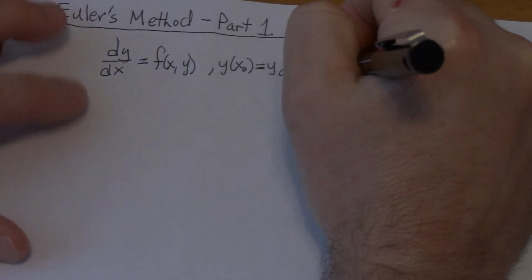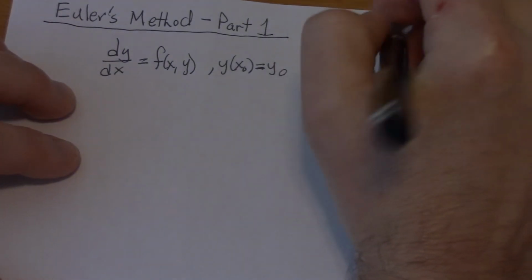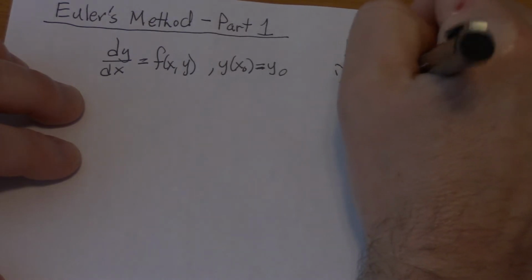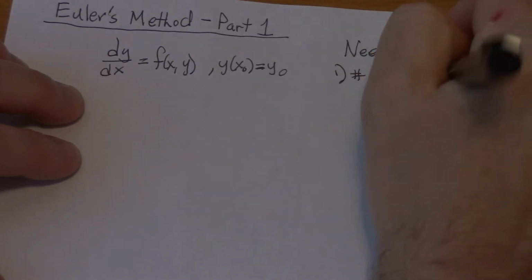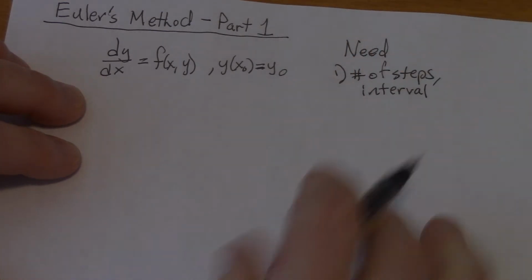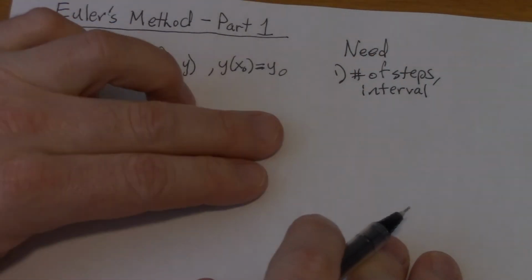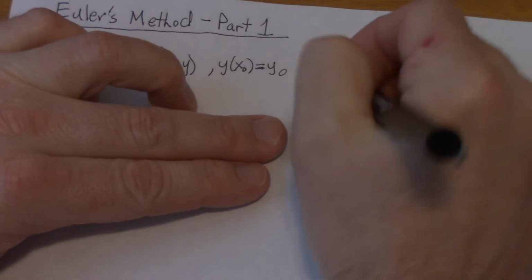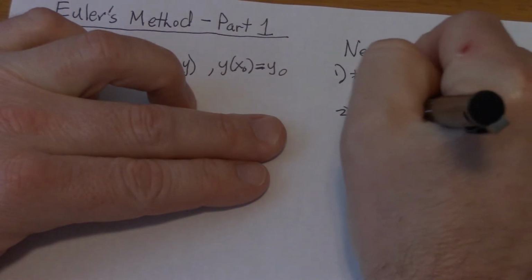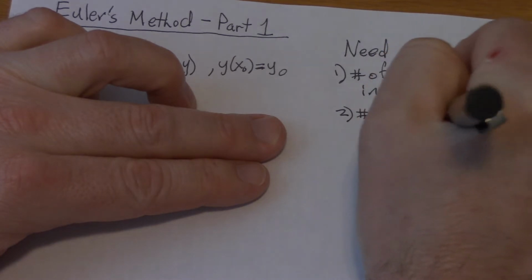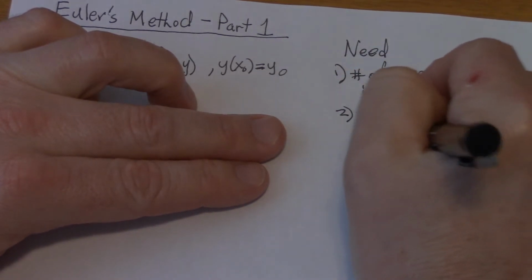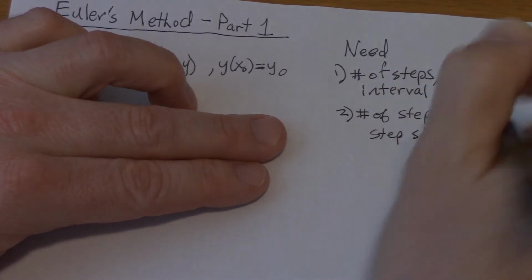And they can ask it in a couple different ways. They can tell us the number of steps and an interval. That's not the only way they can give it to us. They can tell us the number of steps and the step size, and then you can figure out what the endpoint is that you're looking for.